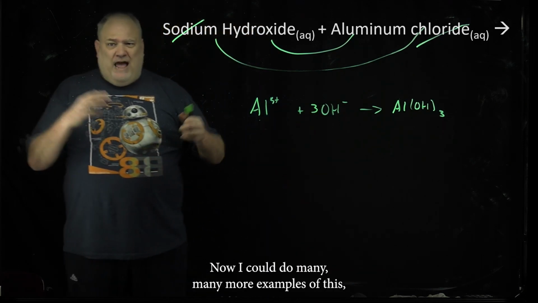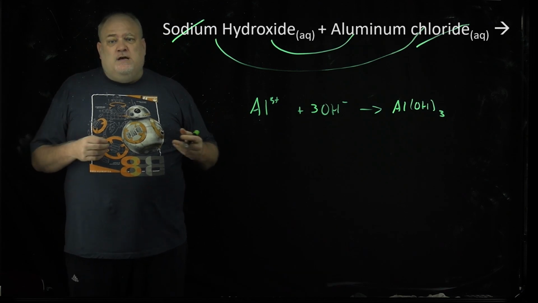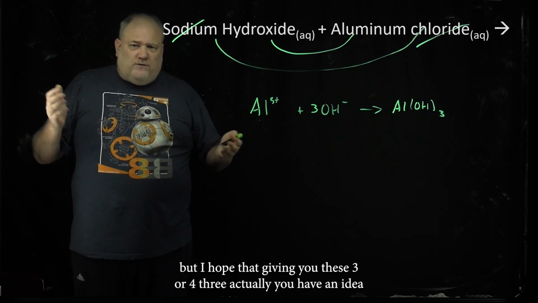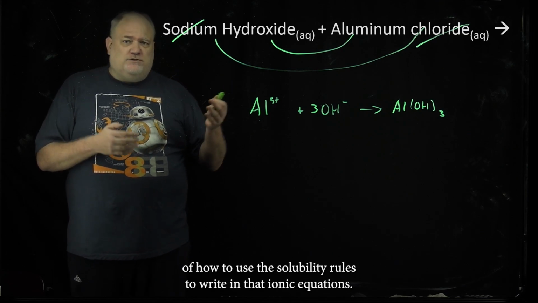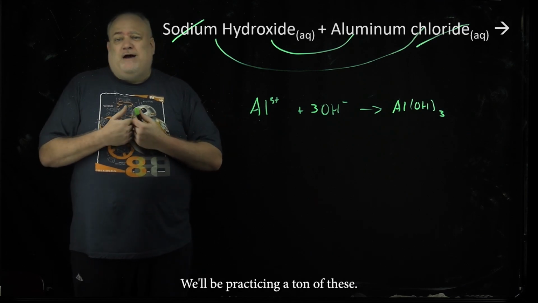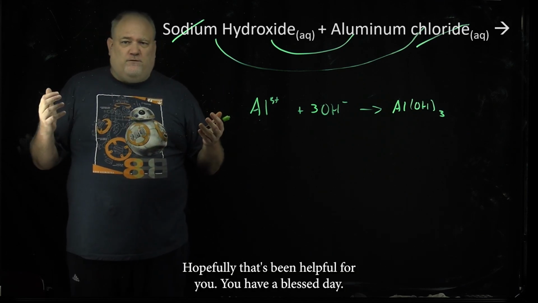Now, I could do many, many more examples of this, but I hope that giving you these 3, you have an idea of how to use the solubility rules to write net ionic equations. We will be practicing a ton of these. Hopefully this has been helpful for you.